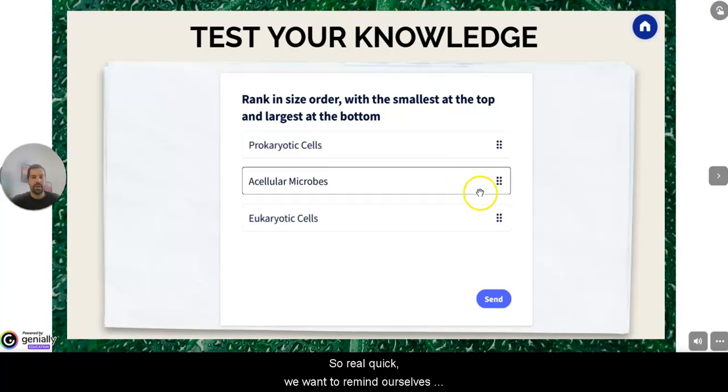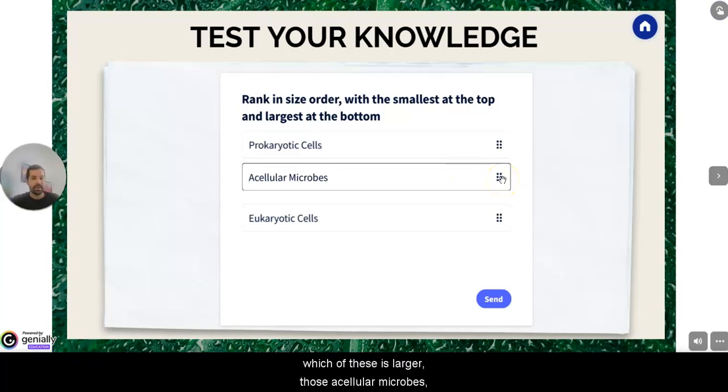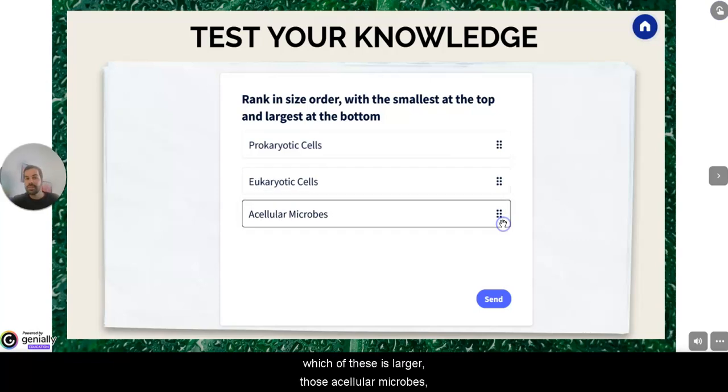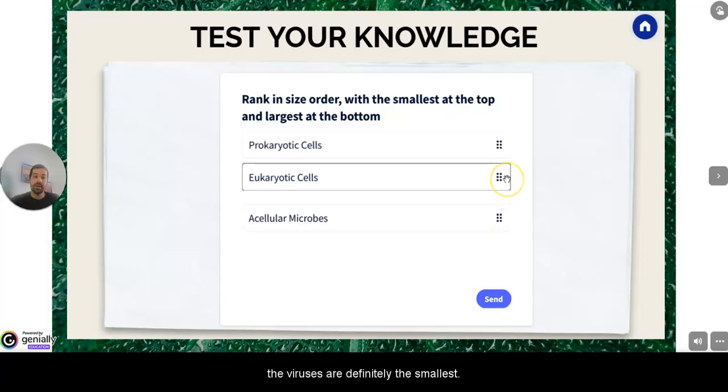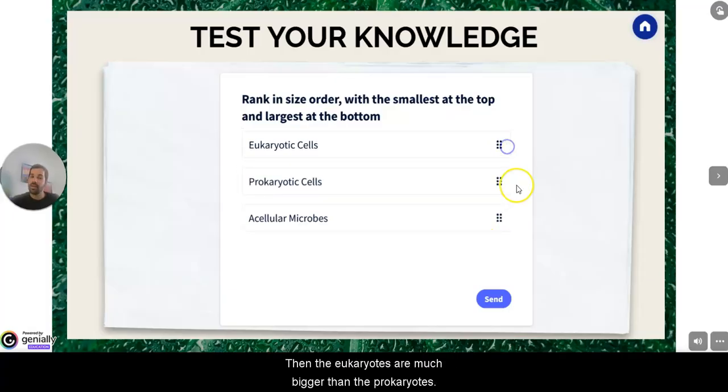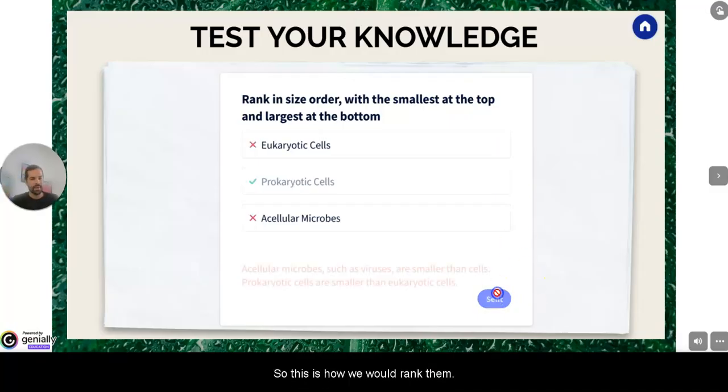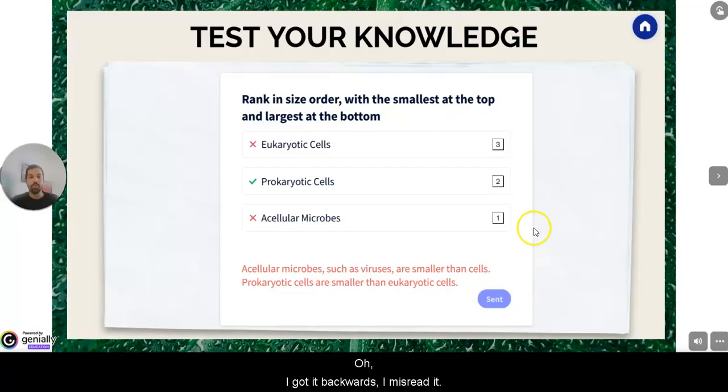So real quick, we want to remind ourselves which of these is larger. Those acellular microbes, the viruses, are definitely the smallest, and then the eukaryotes are much bigger than the prokaryotes, so this is how we would rank them. Oh, I got it backwards. I misread this. That's why you read the instructions. So I should put the smallest at the top and the largest at the bottom.